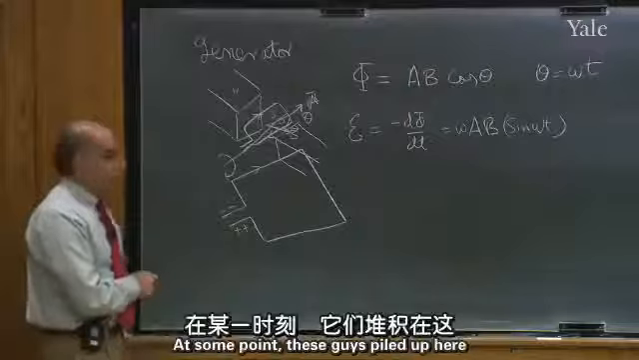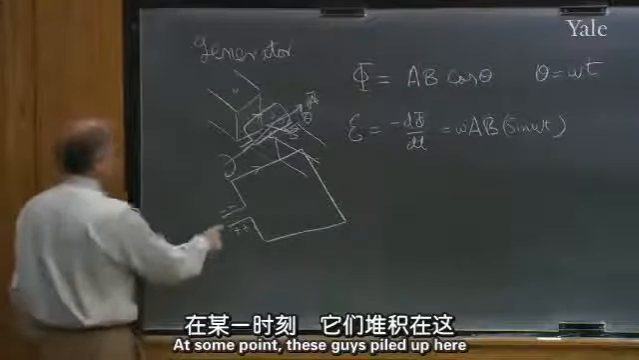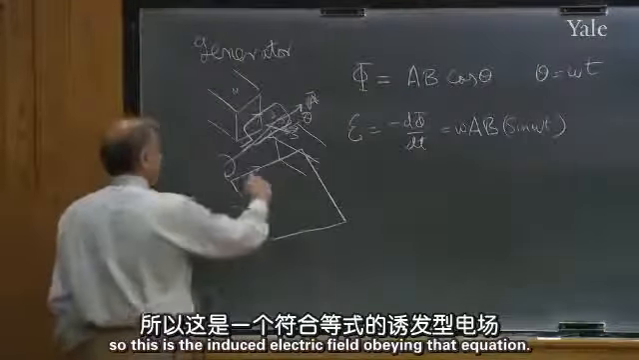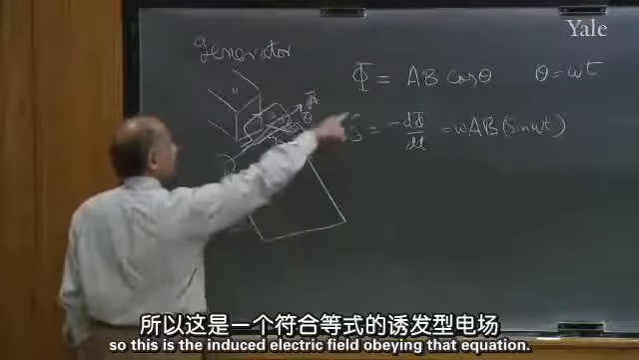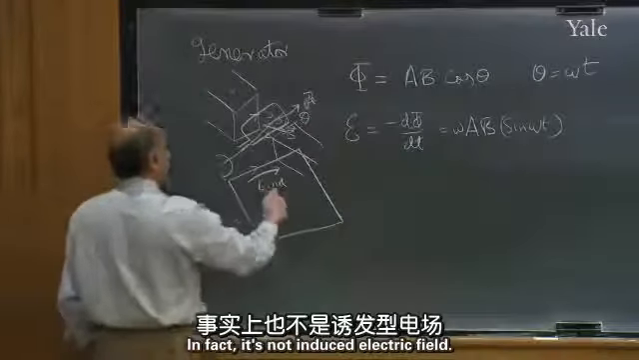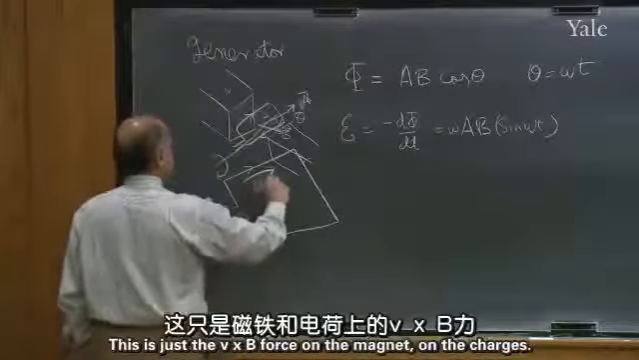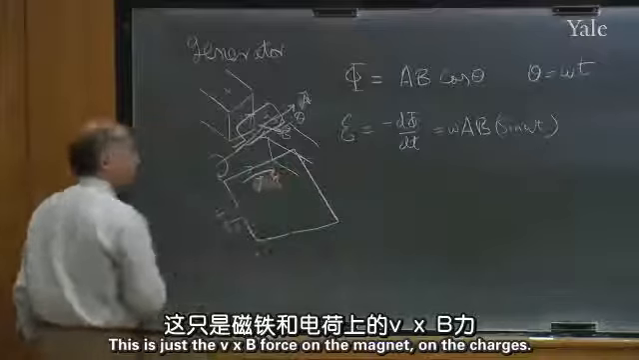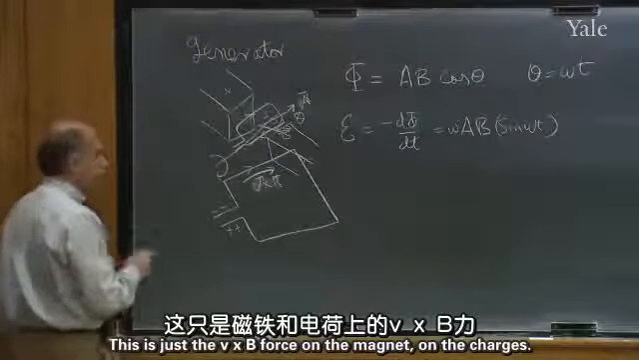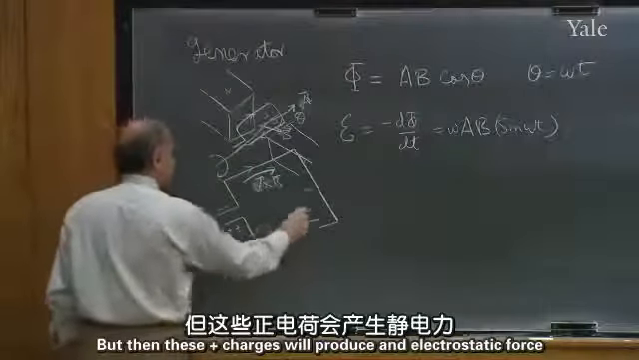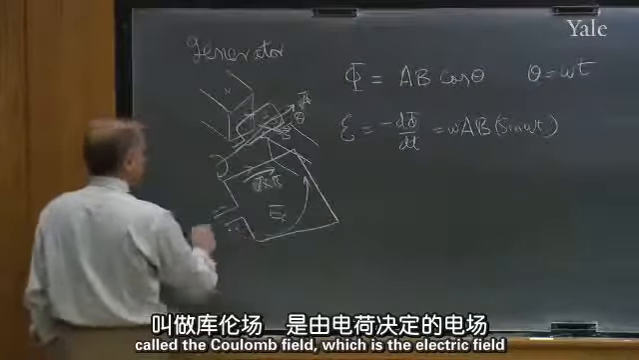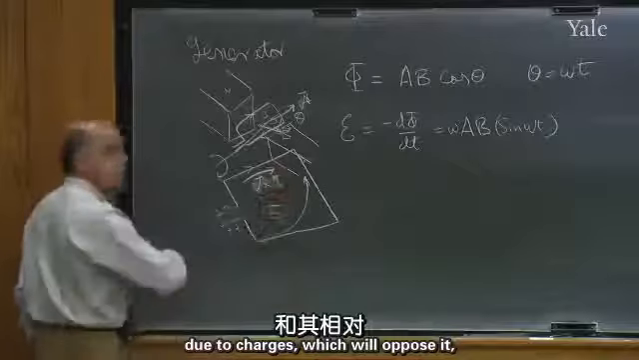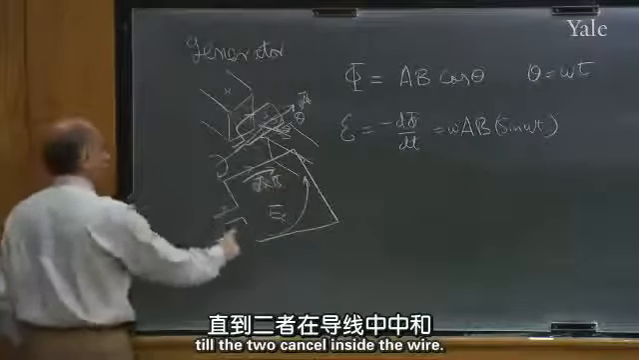At some point, these guys piled up here. So this is the induced electric field obeying that equation. This, in fact, is not an induced electric field. This is just the V cross B force on the charges. But then these plus charges will produce an electrostatic force, called the Coulomb field, which is the electric field due to charges, which will oppose it till the two cancel inside the wire.